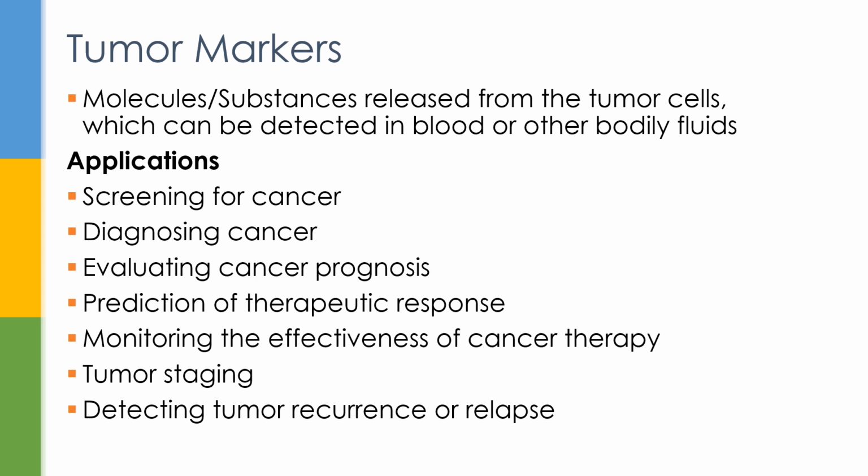As a basic, they can be used as a screening tool for screening cancer, for diagnosing cancer, evaluating cancer prognosis, and prediction of therapeutic responses. Once a patient is put on therapy, these tumor markers can be used for predicting the effect of therapy, and also to monitor the effectiveness of cancer therapy. A few of them can be used for tumor staging, and also they are used for detecting whether there is recurrence or relapse of tumor in the body. So these are the applications of tumor markers.